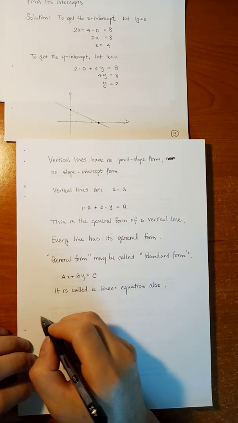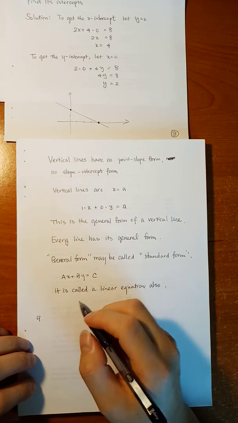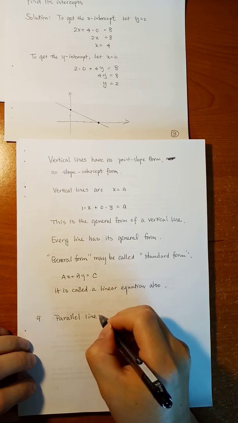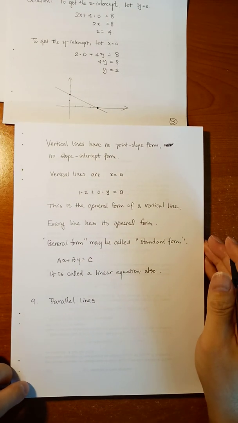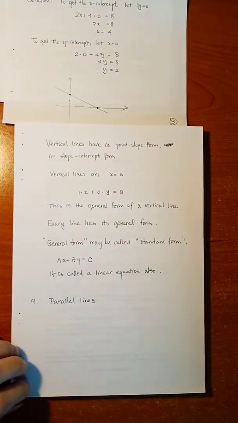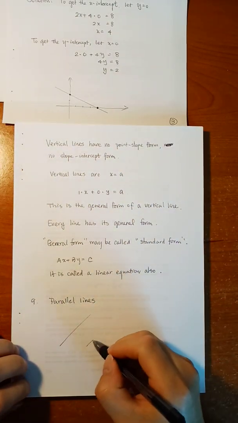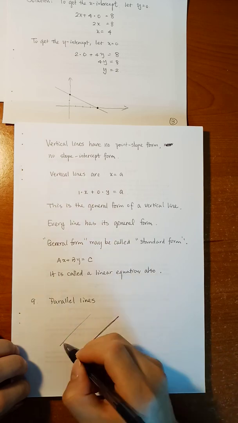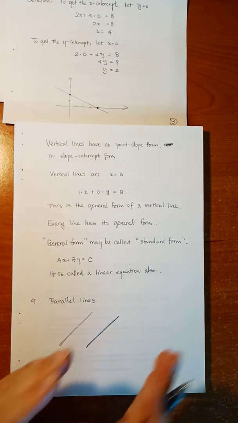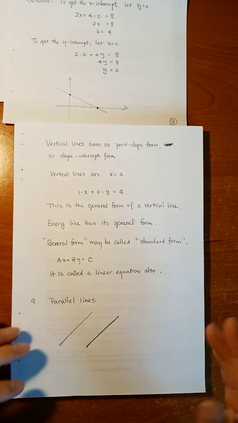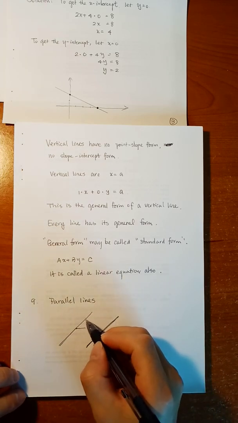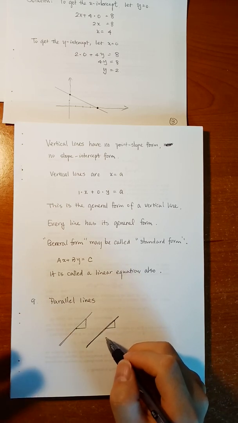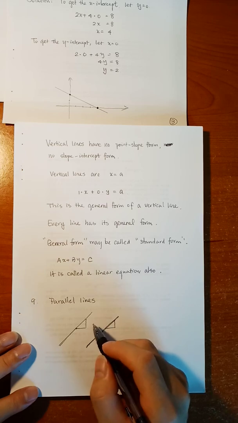Okay, now let's see the application. Parallel lines. Let's see what a parallel is. Well, let's assume my sketch is correct. This is parallel lines. You see here, they have the same direction. Basically, parallel means they have the same direction. Then you have the rise, run. You will have the same ratio of rise and run.